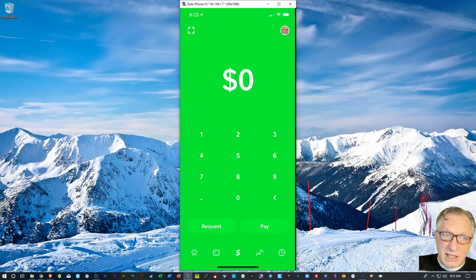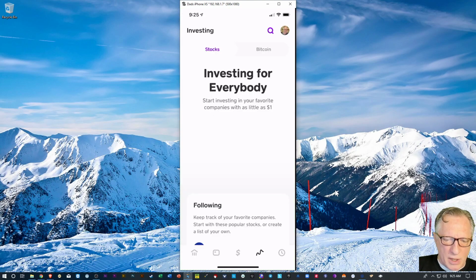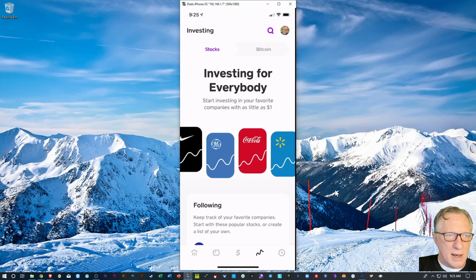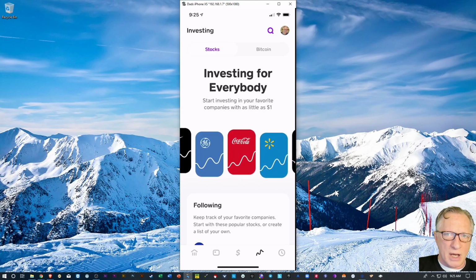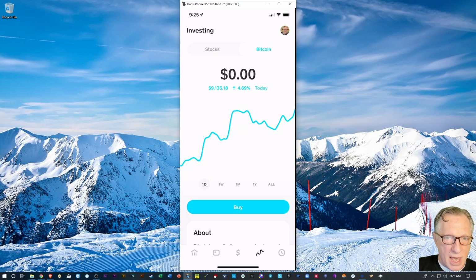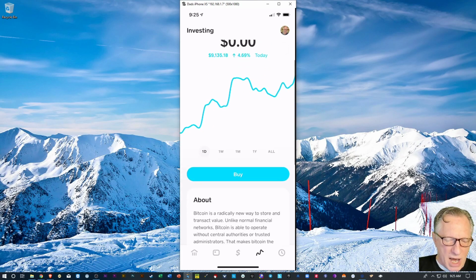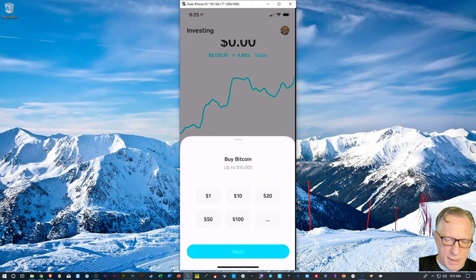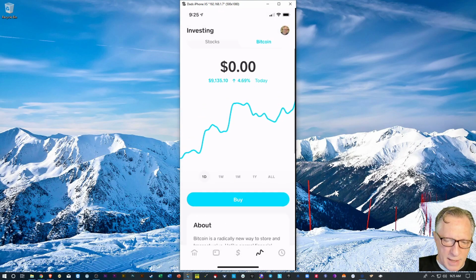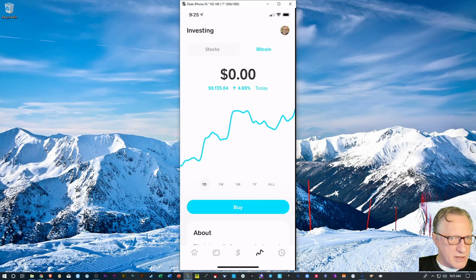But if you want to buy some Bitcoin using the Cash app, you go down there to that little squiggly line at the bottom, you tap on that, and then you can see there you can buy stocks if you want. But then over there up at the top to the right, there's that Bitcoin. We can just tap on that. And from there, we can just buy Bitcoin directly. So if I hit buy Bitcoin, I can choose how much I want to buy. And then it basically appears here in the Cash app as my Bitcoin balance, right?